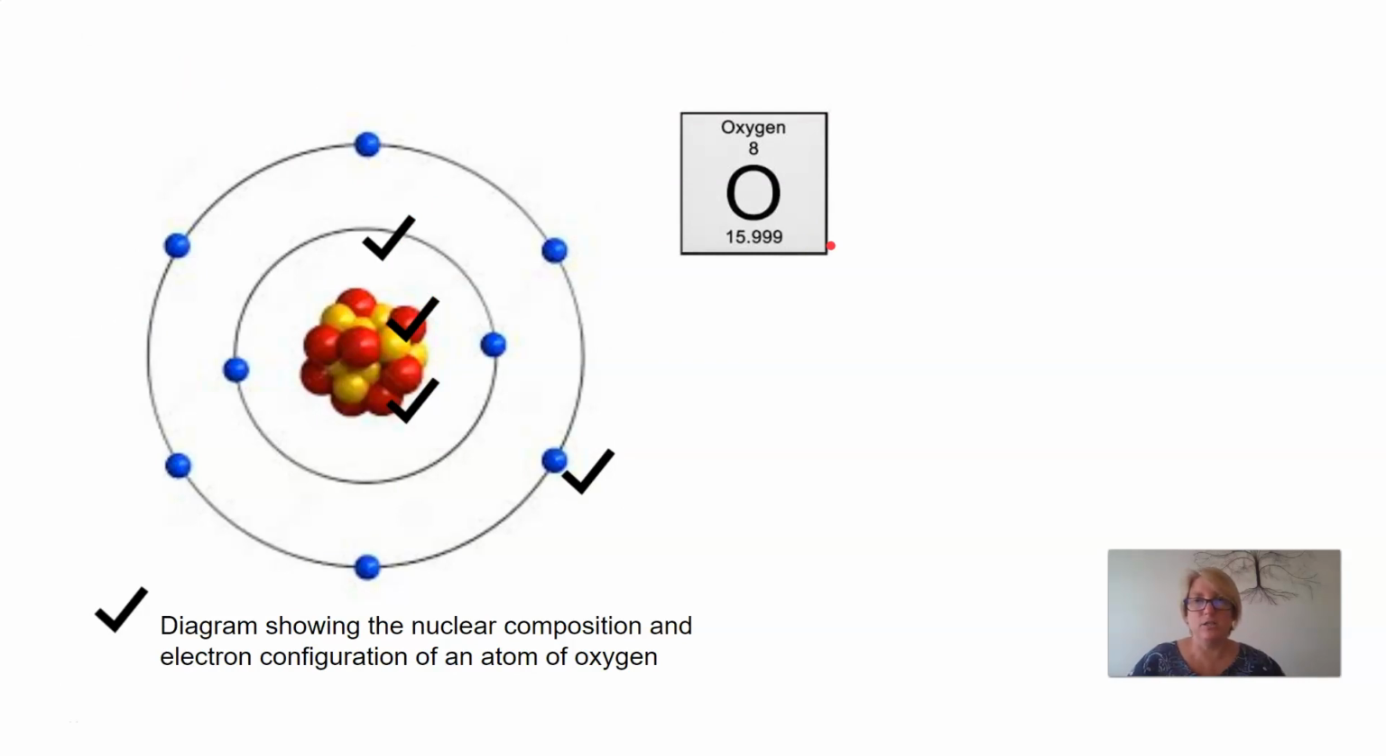Let's have a look at oxygen. So oxygen, atomic number is 8. So we know that means that in the nucleus there needs to be 8 protons. Okay, so 1, 2, 3, 4, 5, 6, 7, 8. Okay.